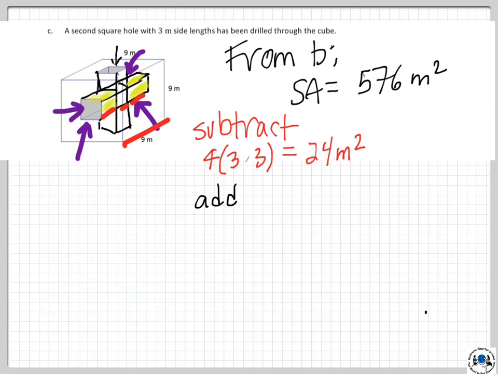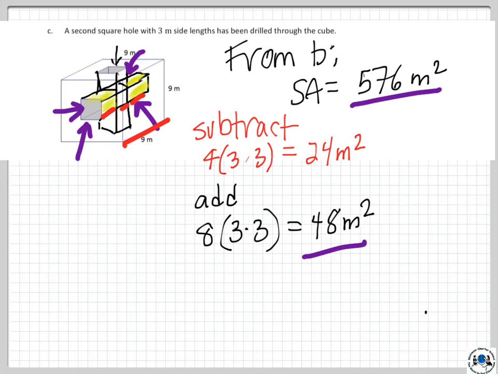So we have 1, 2, 3, 4, and then 5, 6, 7, 8. We have 8 of those 3 by 3 sections that we are actually gaining. So we're gaining that surface area. So here we go. We started out with 576 square meters, and then we added 48 square meters for a total of 624 square meters.